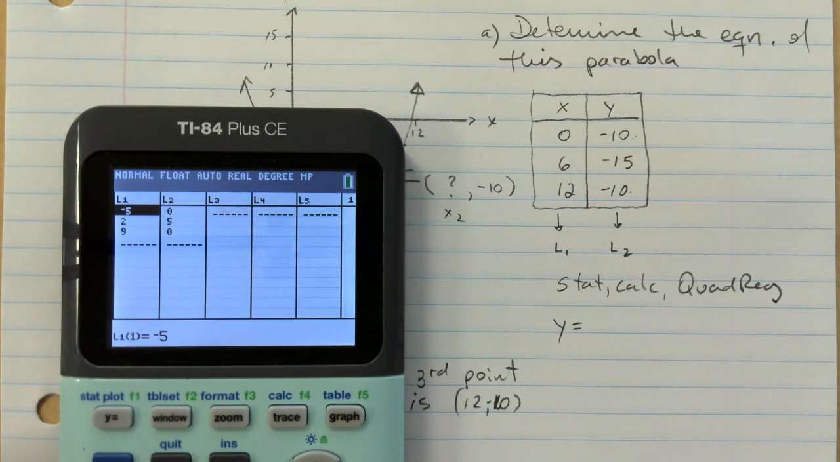Stat, edit. I'm going to clear what's in there. That's 0, 6, 12, -10, -15. And this one will probably be an issue for us.